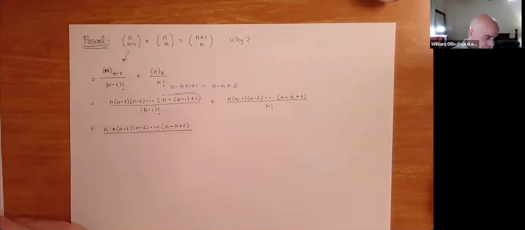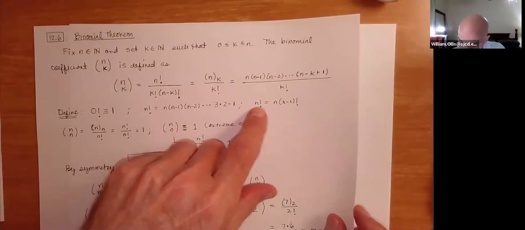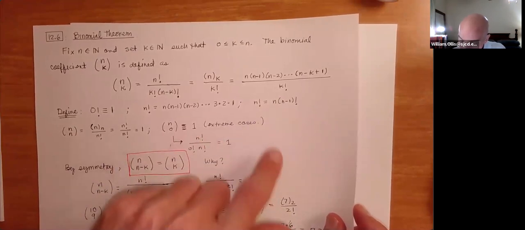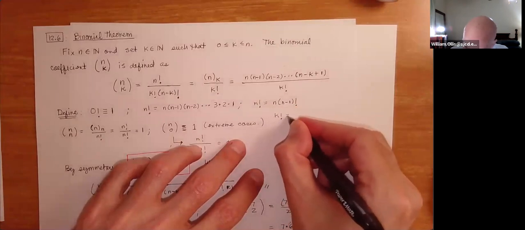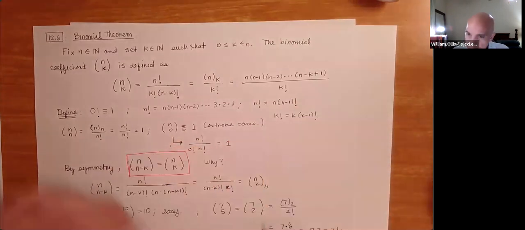Remember, oh, that was the last problem. Picked up the wrong sheet. We just use this. n factorial is just n times n minus 1 factorial. So just change out the letters. I know that's obvious, but sometimes it's just good to see it. All right.